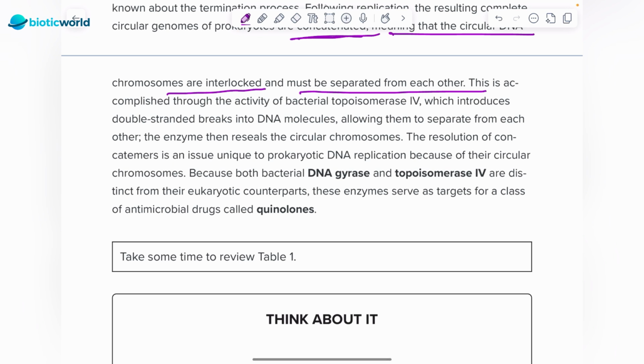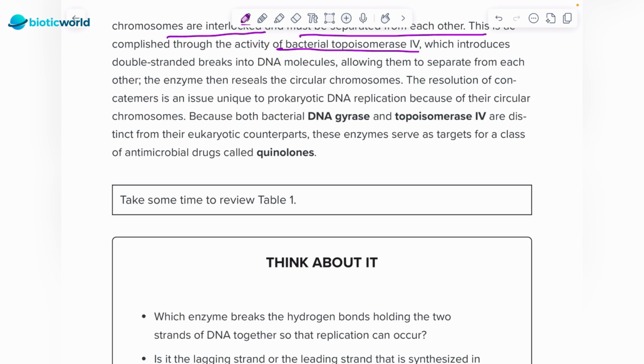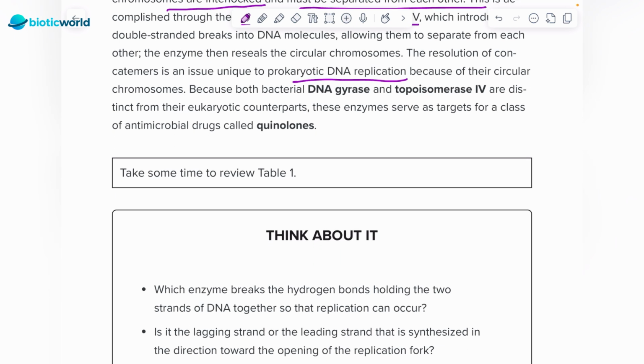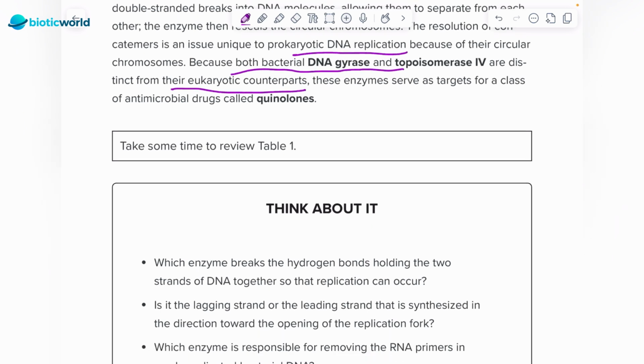This is accomplished through the activity of bacterial topoisomerase 4, which introduces double-stranded breaks in the DNA molecule, allowing them to separate from each other. The enzyme then reseals the circular chromosomes. The resolution of catenanes is an issue unique to prokaryotic DNA replication because of their circular chromosomes. Both bacterial DNA gyrase and topoisomerase 4 are distinct from their eukaryotic counterparts. These enzymes serve as targets for a class of antibacterial drugs called quinolones.